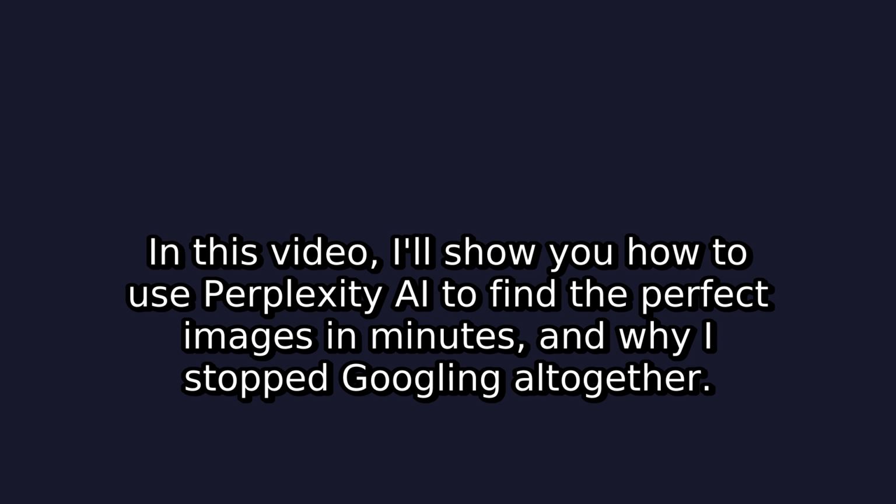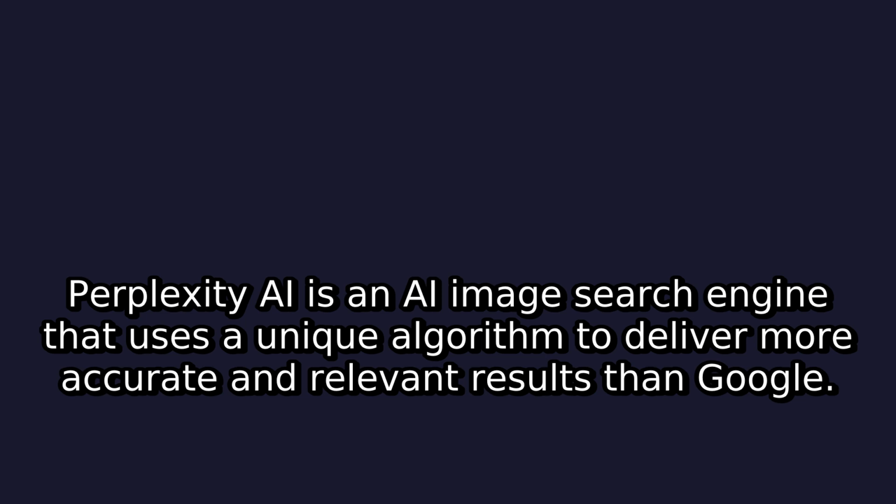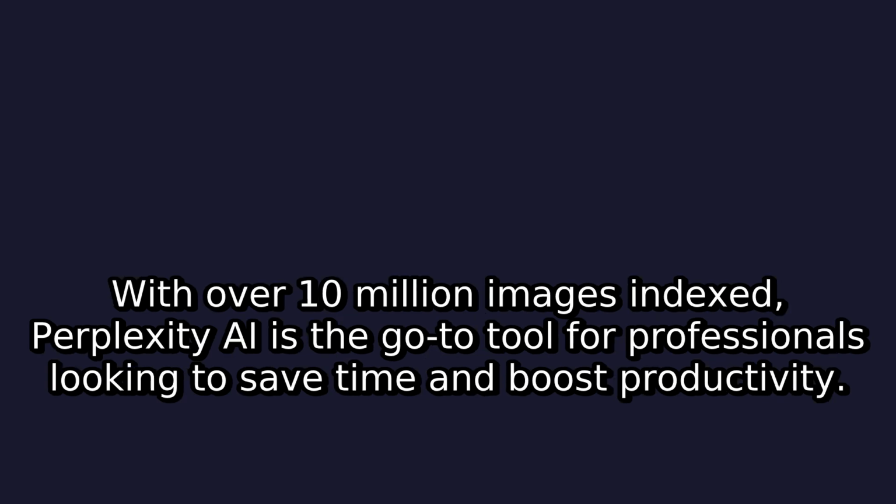In this video, I'll show you how to use Perplexity AI to find the perfect images in minutes, and why I stopped Googling altogether. Perplexity AI is an AI image search engine that uses a unique algorithm to deliver more accurate and relevant results than Google. With over 10 million images indexed, Perplexity AI is the go-to tool for professionals looking to save time and boost productivity. Let's dive in and see how it works.